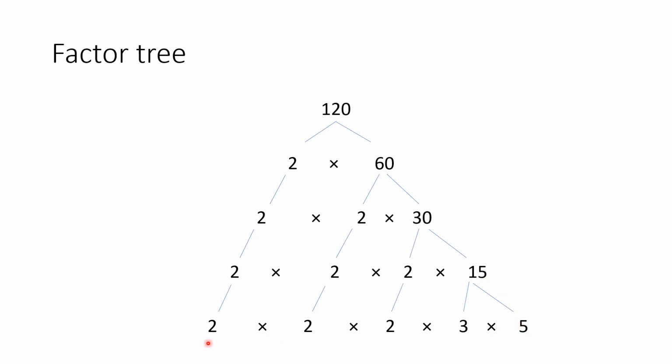Now we can see that all these factors at last, whatever we got, 2 into 2 into 2 into 3 into 5, are prime numbers. It means it is our prime factorization of 120. It means we can write 120 equals 2 multiplied by 2 multiplied by 2 multiplied by 3 multiplied by 5.